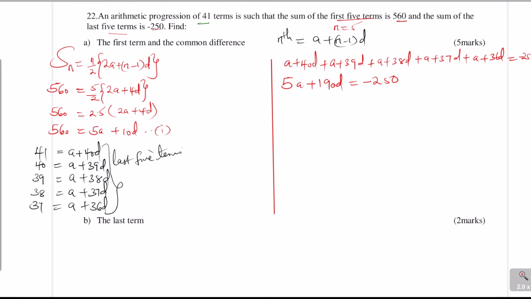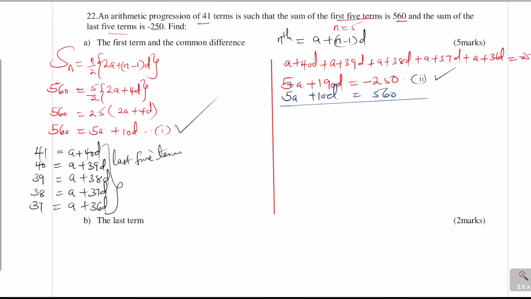Now, when you look at what we have already, we have 2 simultaneous equations that we can now solve. We have that one and we have these. Once we solve them simultaneously, it is possible to get the values of a and d. The first equation is 5a plus 10d is equal to 560. So solve those 2 equations simultaneously.